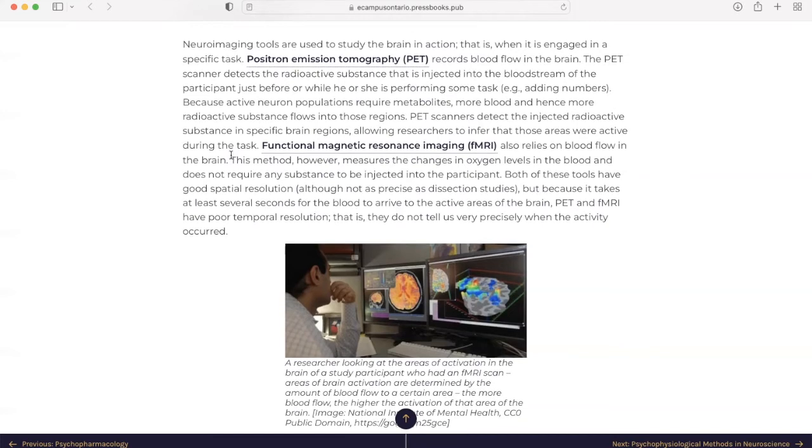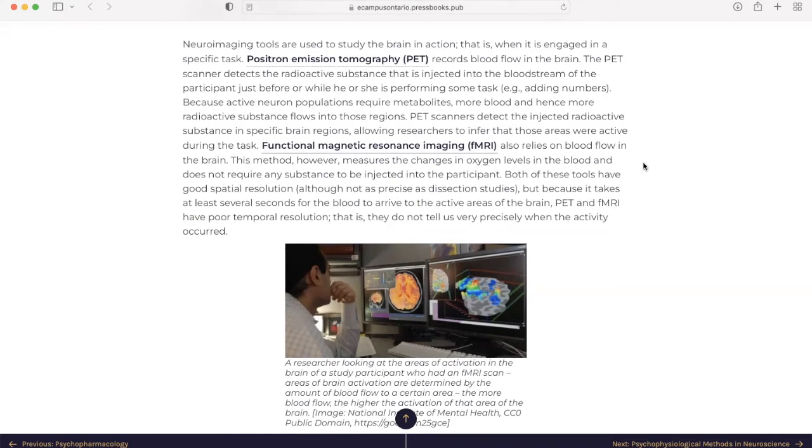Next is fMRI, functional magnetic resonance imaging. It also relies on blood flow in the brain. This method, however, measures the changes in oxygen levels in the blood and does not require any substance to be injected into the participant. Both of these tools have good spatial resolution. Remember that, that's kind of important. The PET scan and the fMRI have good spatial resolution. Where in the brain? Again, they have that in common.